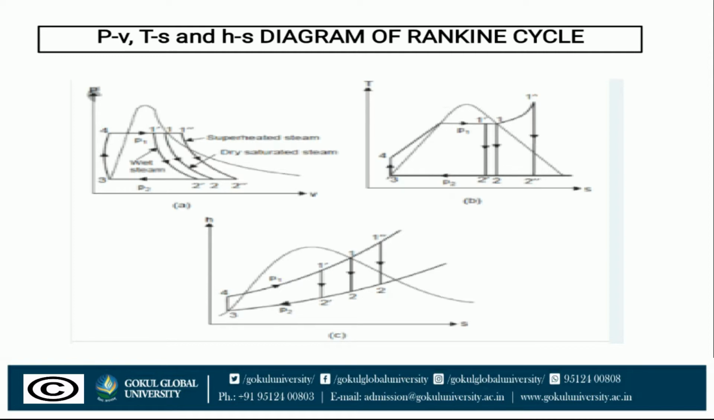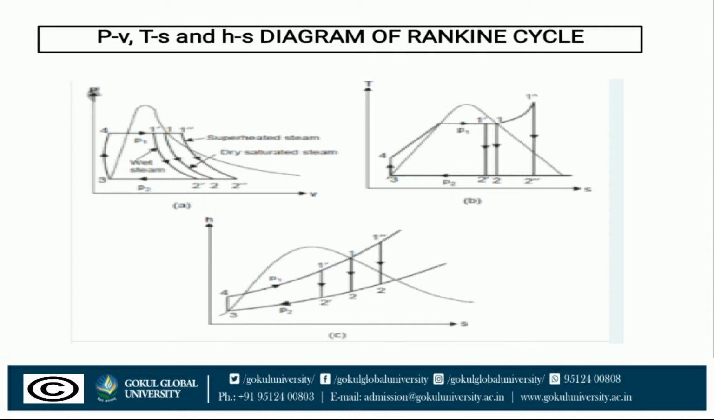Process number 2 to 3. Steam expands reversibly and adiabatically in the turbine from state 2 to state 3, or 2' to 3', or 2'' to 3'', as per the condition of steam at the outlet of the boiler, shown in figures A, B and C. During this process, pressure and temperature fall from P2 to P3 and temperature T2 to T3 respectively.